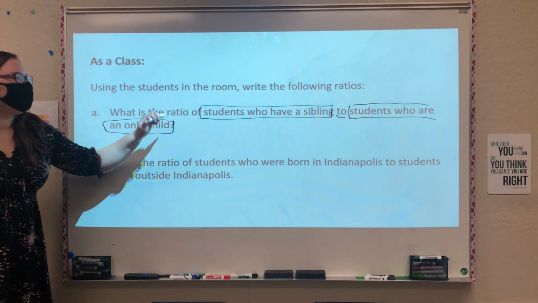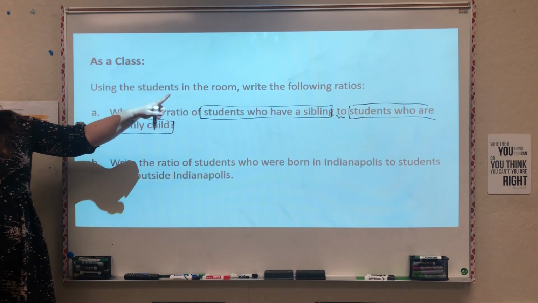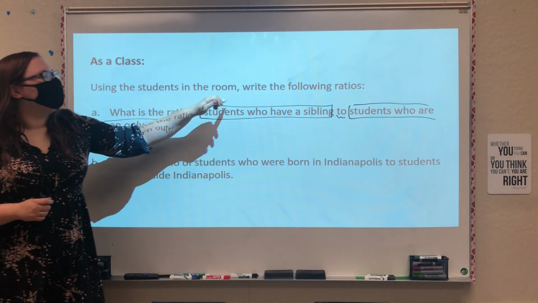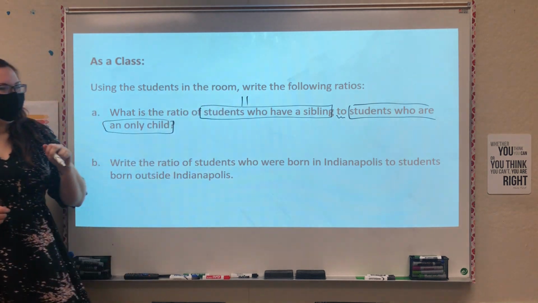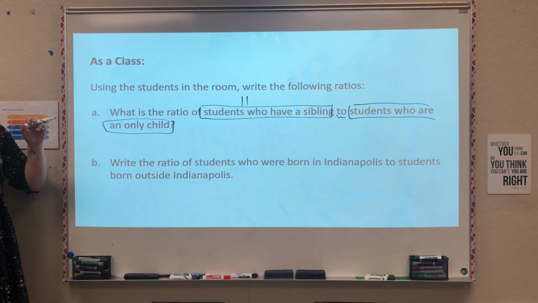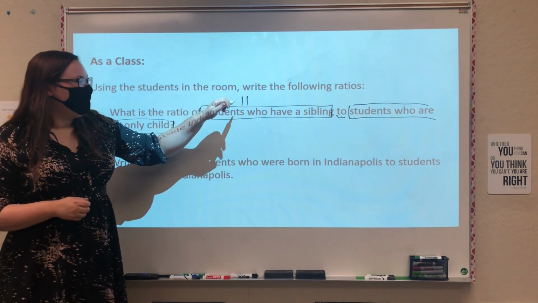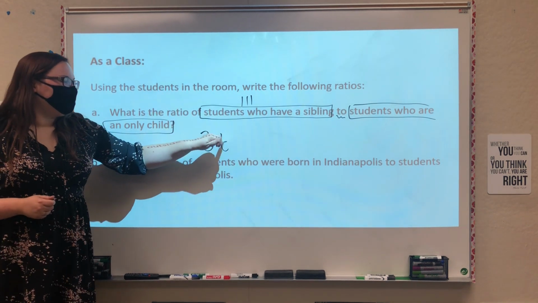Only child is one. I have 5 siblings. So which category are you in? Students who have siblings. Me too. I got 6. Well, no, I meant 5. So me included, 6. Yeah, I got 2 siblings. So where are you? Okay.